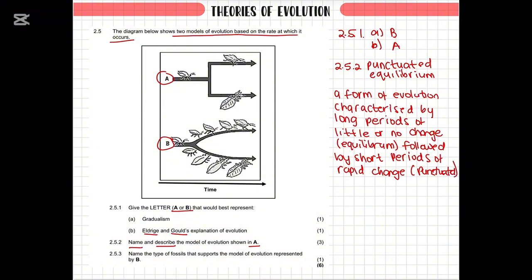Like I said, punctuated equilibrium is a compulsory mark, and then you mark the rest of your answer out of 2 for each of the 2 parts of the explanation. The next question, you name the type of fossil which supports this model. It's a transitional fossil. Let's look at a different question.